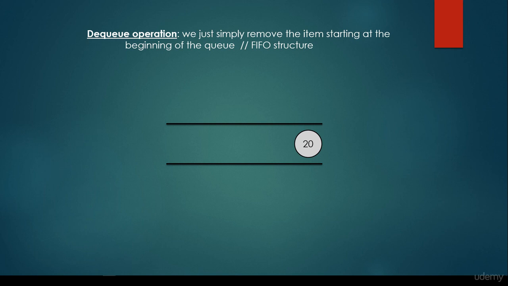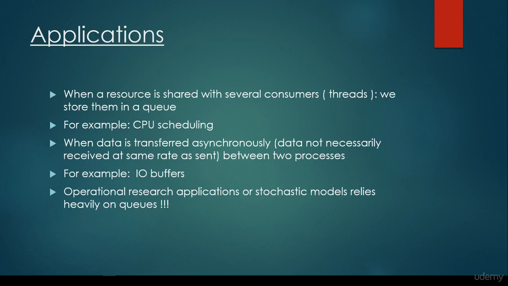And it's very important that the peek operation is going to get the value of the node we have inserted first without removing the item from the queue. So in this case, the peek method is going to return 20, but it's not going to remove this item from the queue. So what about the applications?